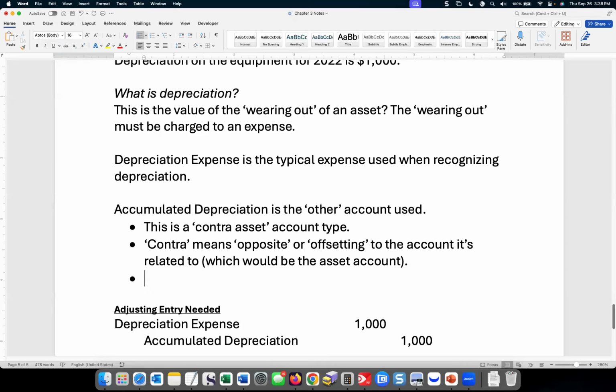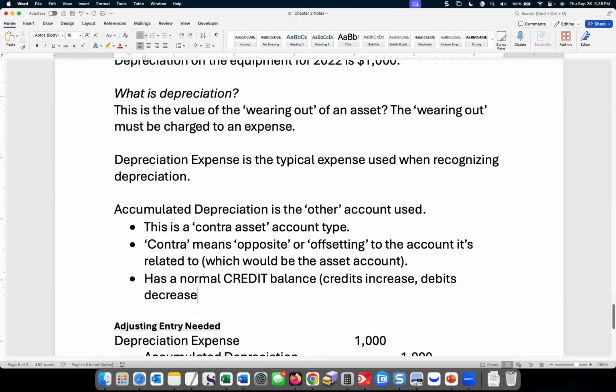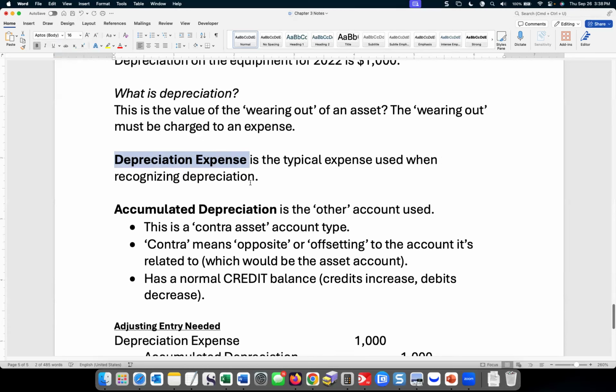So that's the next thing. Has a normal credit balance. And again, reinforcing what that means, credits increase, debits decrease, just like we did in chapter 2. So definitely some new things about that, because that is something that's brand new in terms of an account type. We haven't talked about contra accounts yet, and there's our first one. You'll learn a couple other ones in this course before we're done.